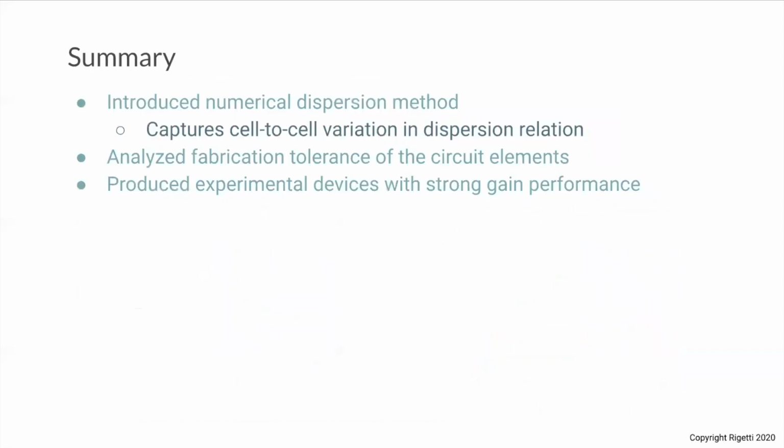So in summary, we've introduced the numerical dispersion method, which captures cell-to-cell variation in the dispersion relation. We've used this method to analyze fabrication tolerance of certain circuit elements. And this analysis has motivated design changes to ultimately produce experimental devices with strong gain performance.